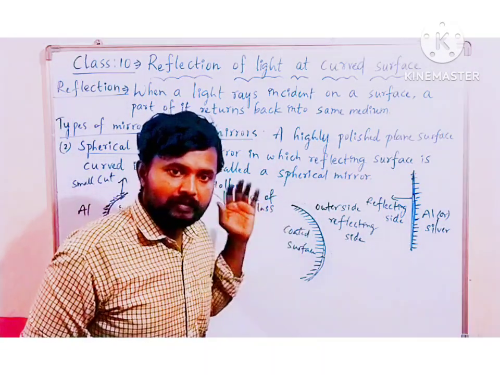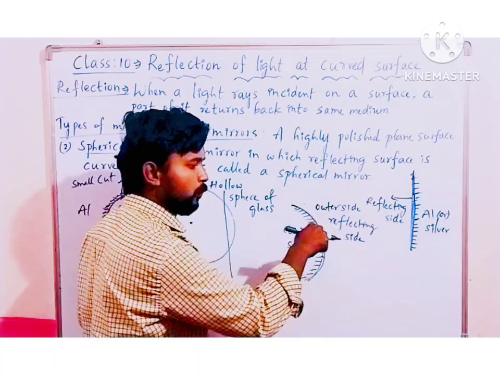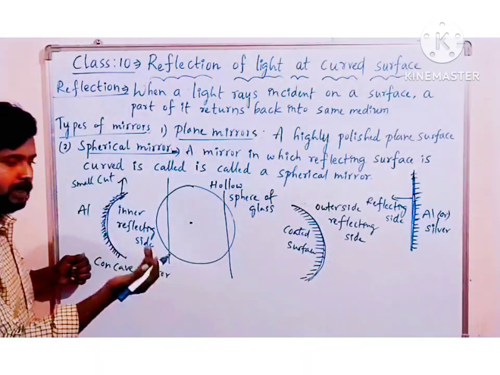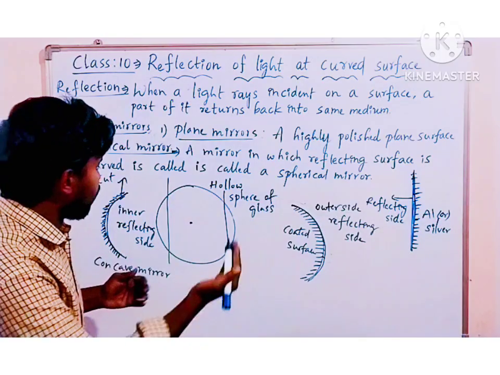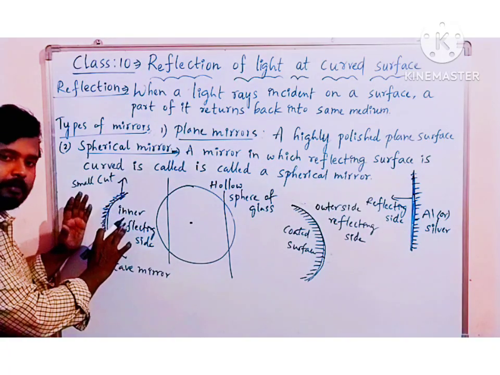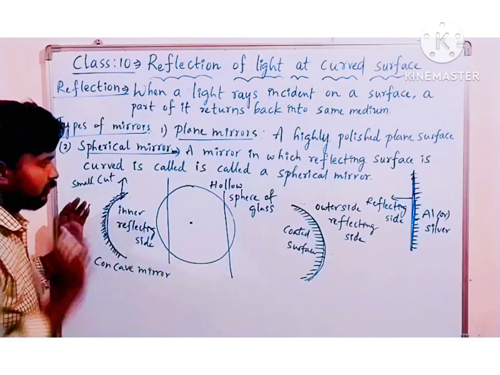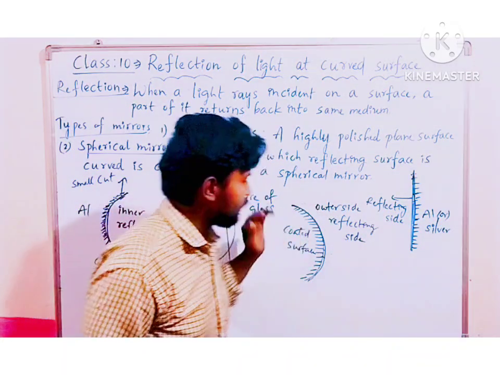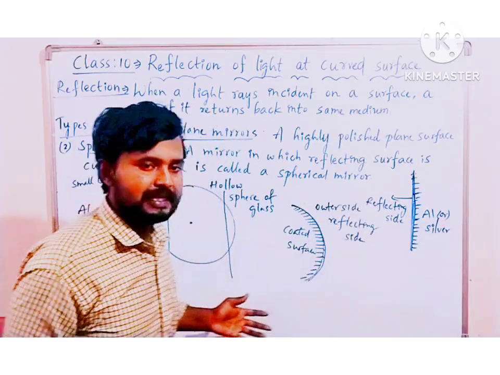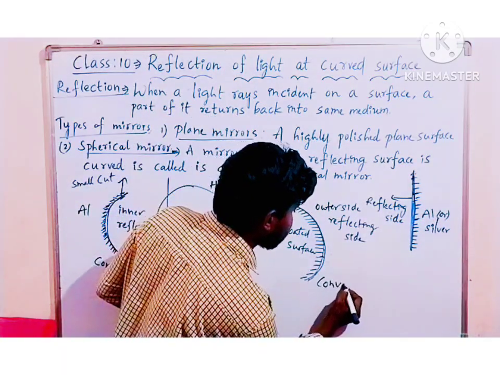When it comes to a convex mirror, the outer surface acts as a reflecting surface. It is like a spoon. If we look at the outside of the spoon, it is like a convex mirror. When we look at the inside, the hollow part of the spoon, we can say it is a concave mirror. Again, a concave mirror is a spherical mirror in which the inner surface acts as the reflecting surface. A convex mirror is a spherical mirror in which the outside acts as the reflecting surface. This is a convex mirror.